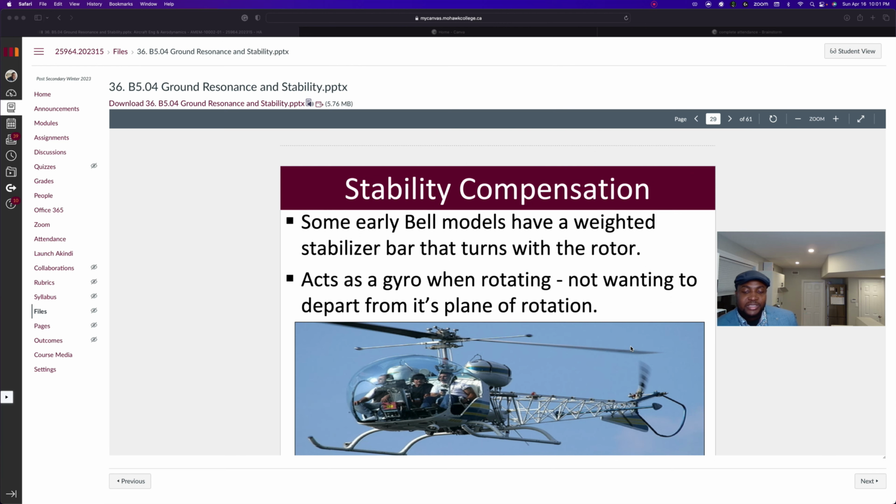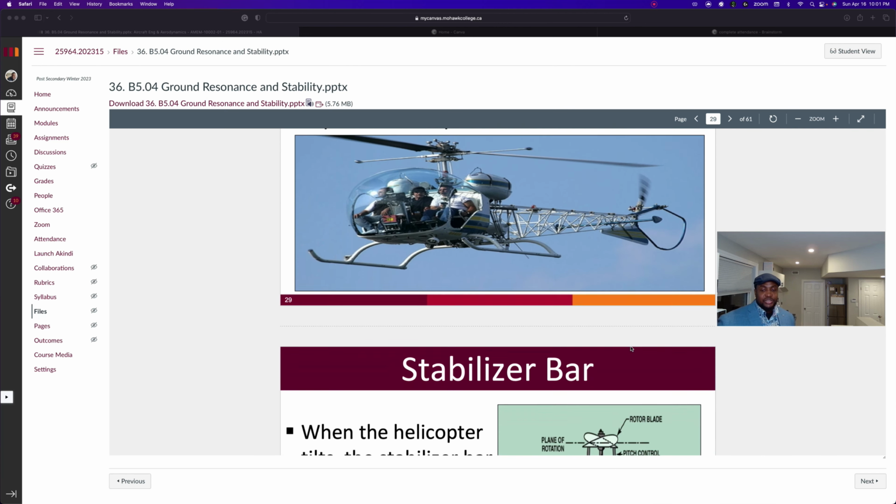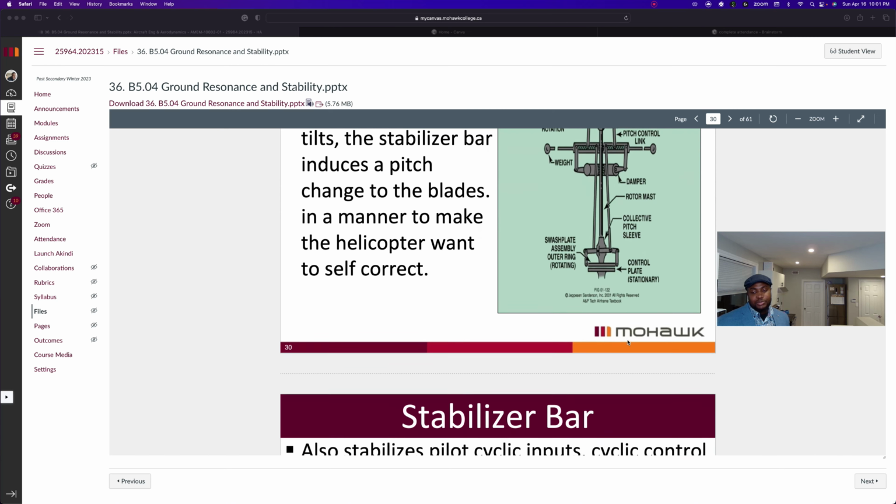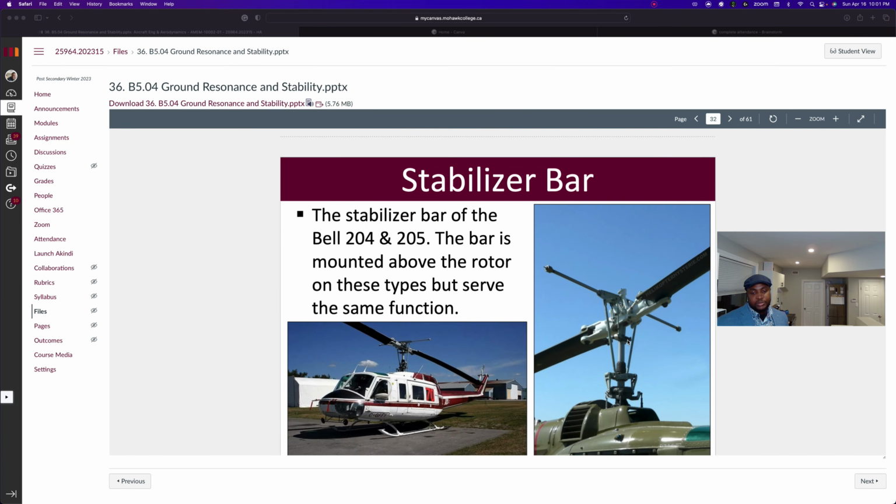We have different stability compensation systems. One of them we talked about was a stabilizer bar. A stabilizer bar uses a gyroscopic principle. Because it's rotating, it wants to remain in its plane of rotation as it rotates faster, and this helps us to solve some of those problems.